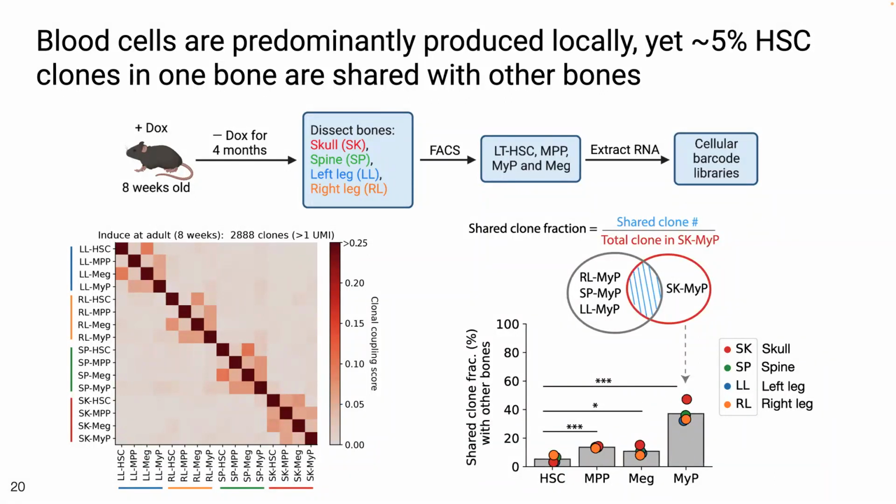We can also quantify the fraction of clones that are shared between one bone and other bones. For example, for myeloid progenitor clones coming from the skull, what fraction of these clones are also shared with myeloid progenitors from other bones? This fraction is quite high, about 40%. But if we look at HSCs, only about 5% of HSCs in one bone are shared with other bones. This is consistent with our understanding that hematopoietic stem cells, especially long-term hematopoietic stem cells, are more quiescent and tend to stay in one bone. But still, we see about 5% migration activity across different bones if we wait for 4 months.